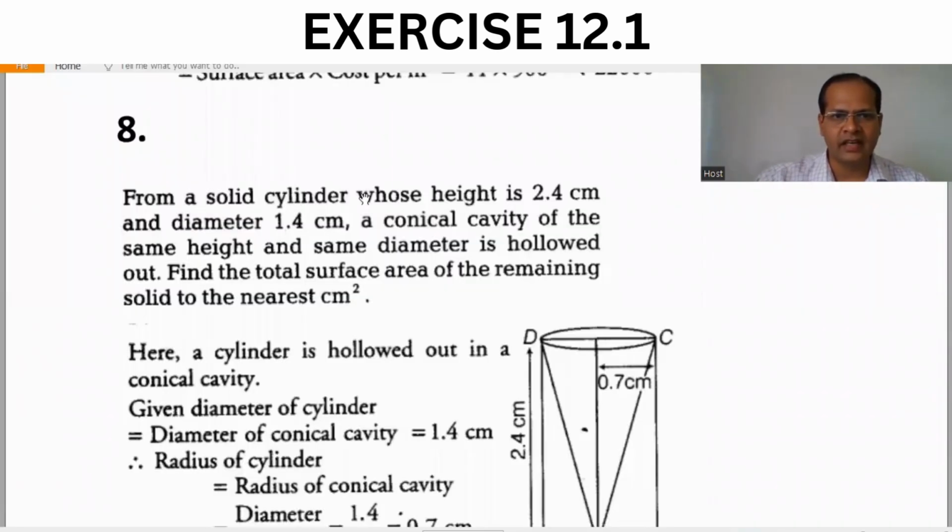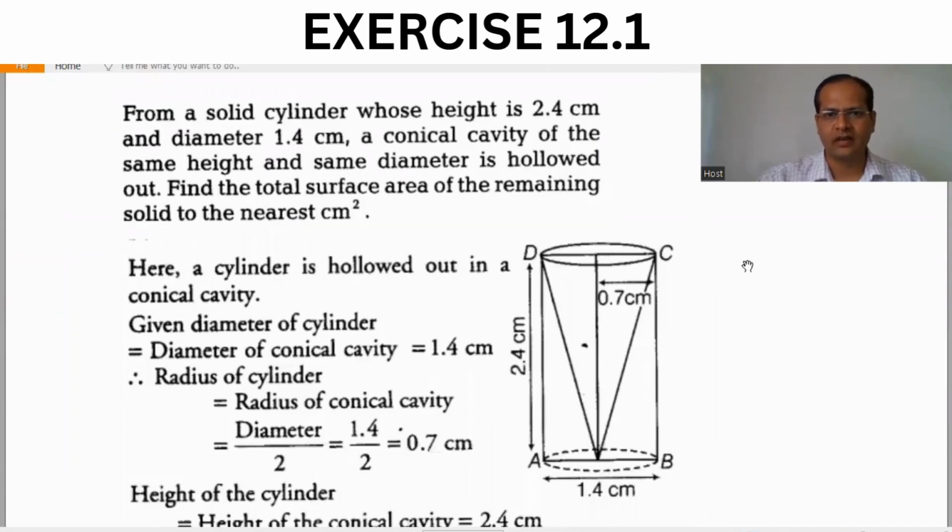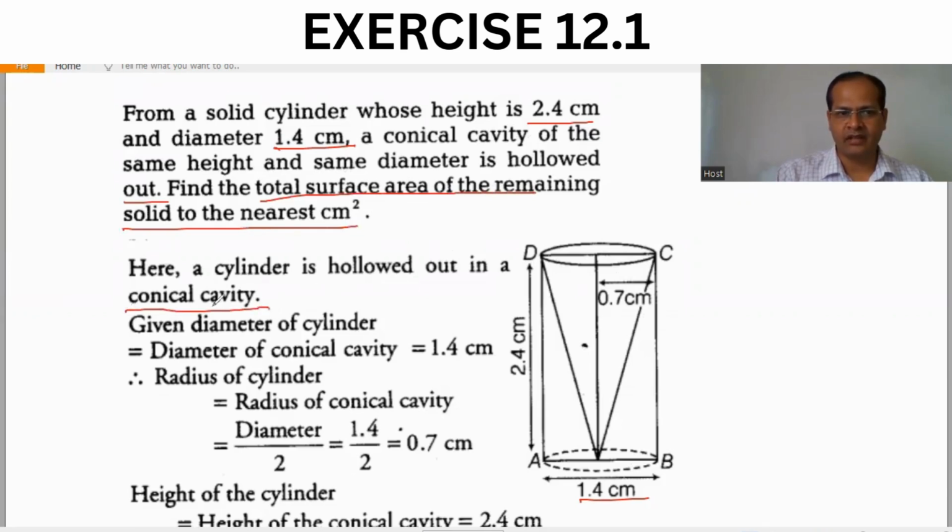Now, from a solid cylinder whose height is 2.4 centimeter and diameter is 1.4 centimeter, a conical cavity of the same height and same diameter is hollowed out. This is the conical cavity. Find the total surface area of the remaining solid to the nearest centimeter square. The cylinder is hollowed out in a conical shape.